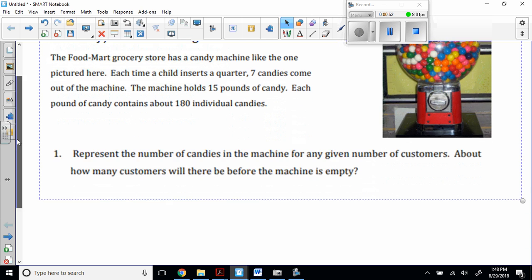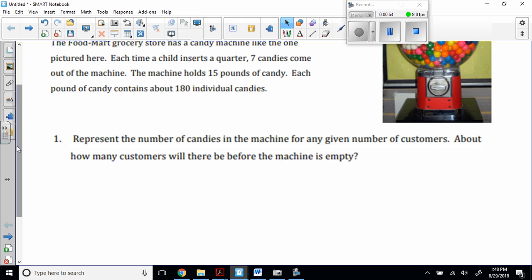I need to take said information and do something with it. It says, represent the number of candies in the machine for any given number of customers, right? At about how many customers will there be before the machine is empty? Now that is some math, right? We got to do some math there. So, represent the number of candies in the machine for any number of customers.